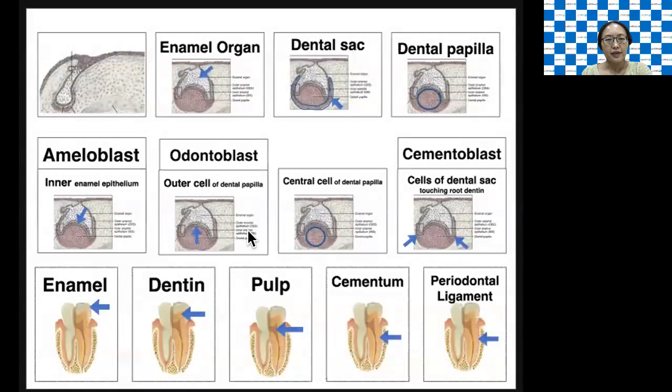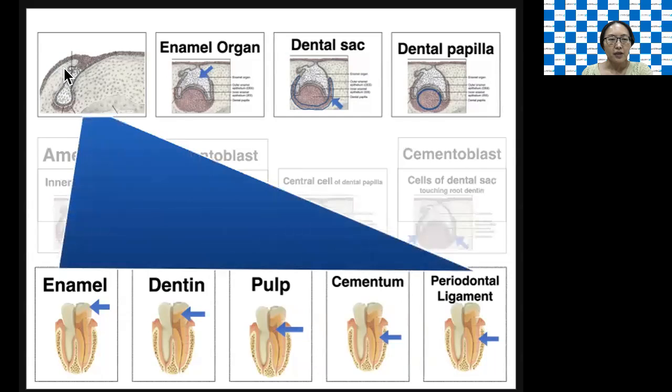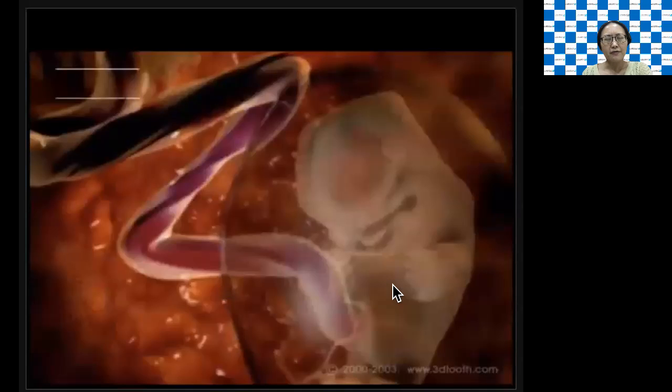Okay, these pictures are the key players, key processes, key organs or tissues noted in the process of odontogenesis. It looks very complicated, but don't worry, I just want you to notice these keywords, and we will learn them in more detail through the class. And the most important thing is I want you to know how the tooth bud forms the enamel, dentine, pulp, cementum, and the periodontal ligament. Let's start with a video.